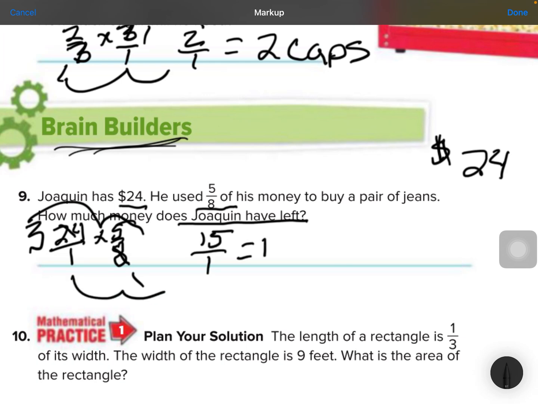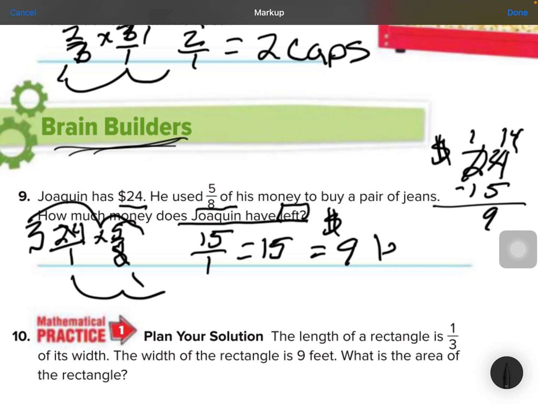Let's begin. So I know 8 will go into 8 once, and 8 will go into 24 3 times. 3 times 5 is 15. 1 times 1 is 1. So he spent $15. But that's not the answer we're looking for. We would want to know what's left. So we're going to minus the 15 from here. Have to regroup. That'll be $9. So he has $9 left.